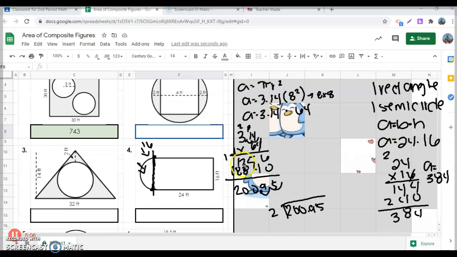So then I just add the area of the rectangle plus the semicircle, and I'm going to get my area of the whole composite figure. I'm going to let you all do that part, but you have to remember that about circles.